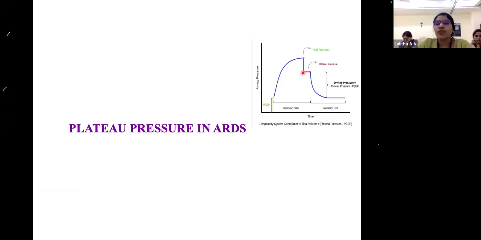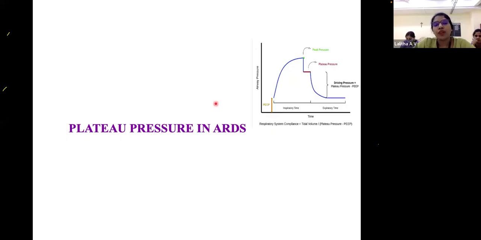So this is the no flow state. In volume control ventilation, with an inspiratory pause of 2 to 3 seconds, you will get something called plateau pressure, the pressure when there is zero flow. Okay. So what about in pressure control ventilation? In pressure control ventilation, at the end of inspiration, whatever pressure you get at the peak inspiratory pressure, that is your plateau pressure.